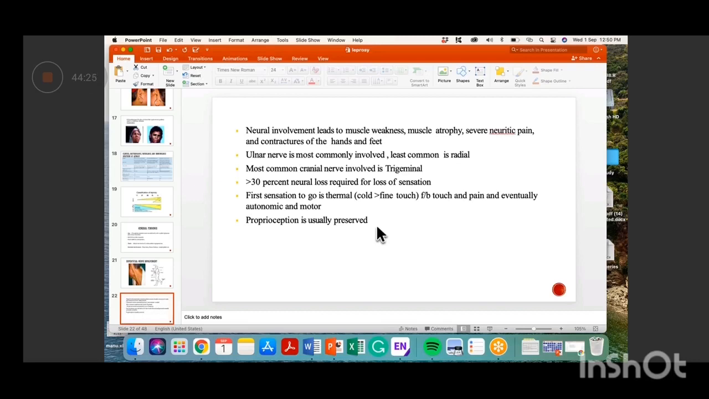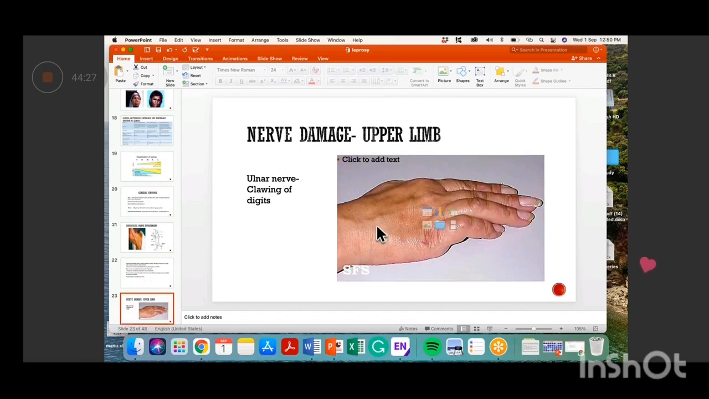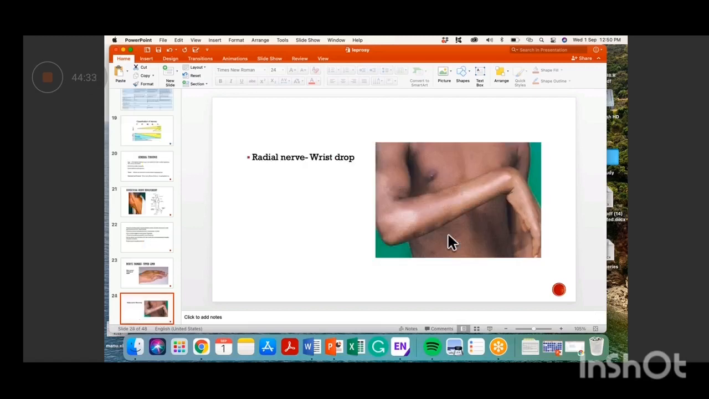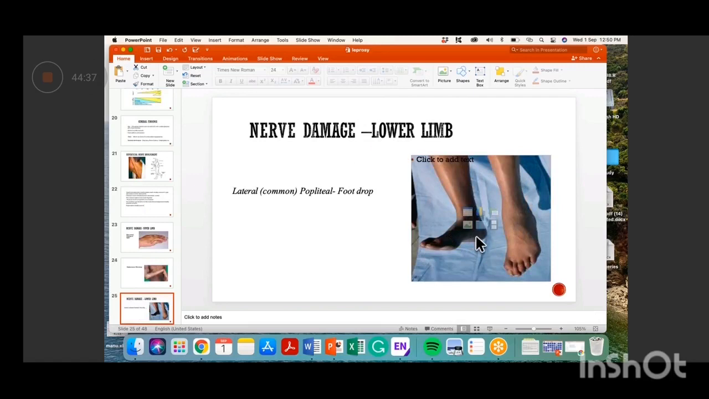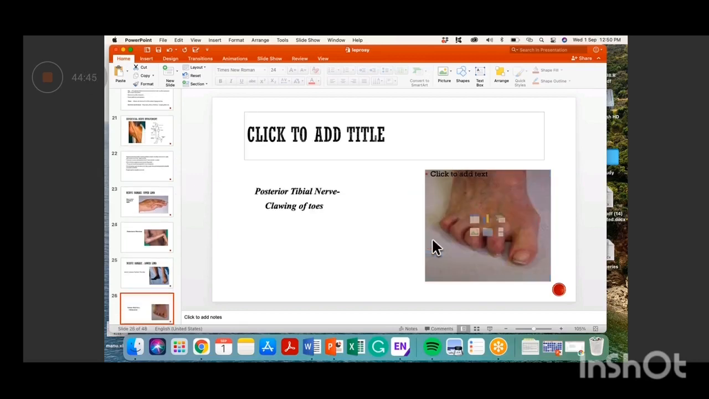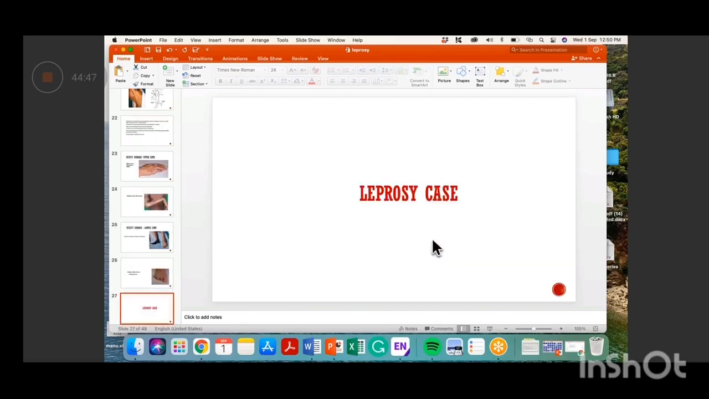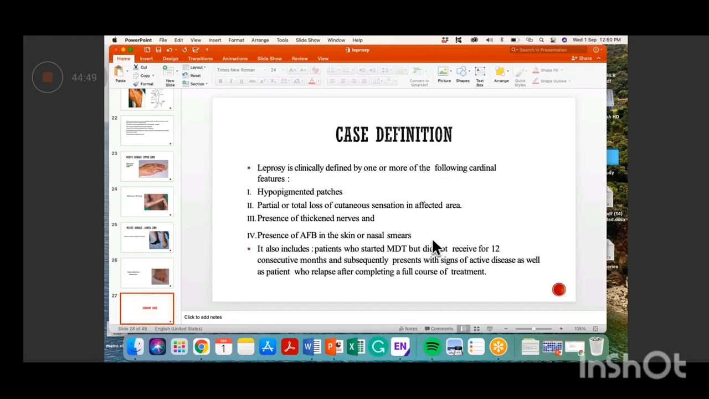Proprioception is usually preserved. Now, if the ulnar nerve is damaged, that can lead to clawing of the hand, as seen in this photograph. If radial nerve is damaged, it can lead to wrist drop, as seen in this picture. And there can be foot drop if lateral popliteal nerve is damaged. If posterior tibial nerve is damaged, it can lead to clawing of toes. Now we'll see one patient.